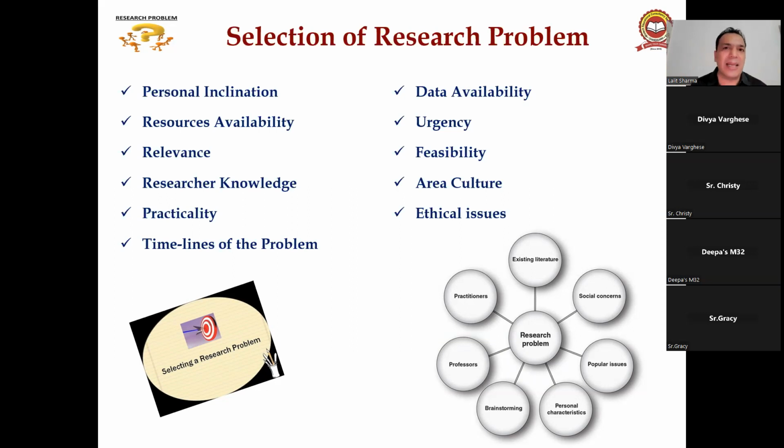Personal inclination first. So guys, this point tells you that whatever topic you select, you should have interest in that topic, right? Resources: whether the resources are available or not. Okay, whatever topic you have chosen, whether it is relevant or not. There is practicality or not. So these are all the points, whether data is available or not. This is the selection of the research problem.